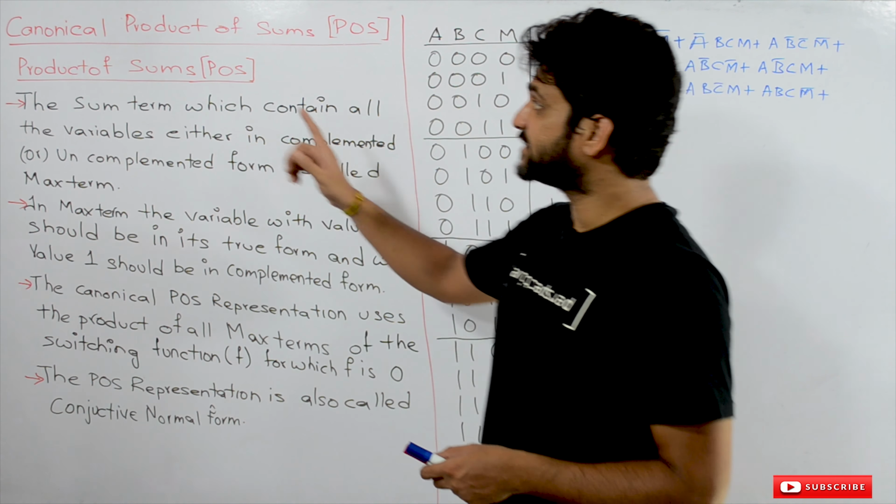In this class we will try to understand canonical product of sums, also called POS. In our previous class we have clearly seen SOP. SOP stands for sum of the products. Hoping that you have already watched that video.